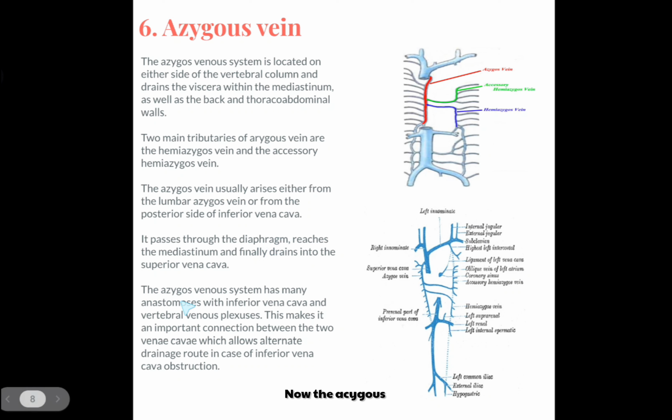Now the azygous venous system has many anastomoses with the inferior vena cava and the vertebral venous plexus. This makes it an important connection between the two vena cava, which allows an alternate drainage route in case of inferior vena cava obstruction. Anastomosis means connection. This system has a lot of connections with the inferior vena cava, so even if there is an obstruction in the inferior vena cava, the azygous venous system can provide an alternate pathway for its drainage. That is the point they have explained here.